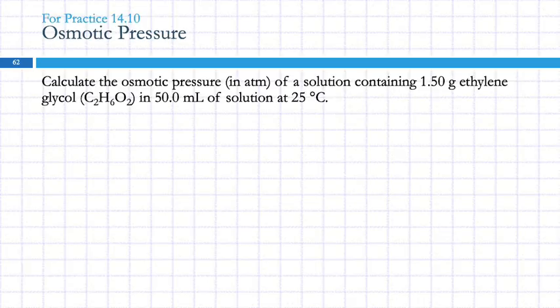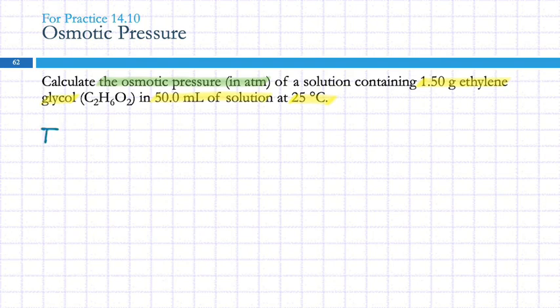So let's calculate the osmotic pressure in atmospheres of a solution containing 1.50 grams of ethylene glycol in 50 milliliters of solution at 25 degrees Celsius. Now this is not as easy as the boiling point and freezing point ones because they're not saying here is the concentration that you need. They're going to make us calculate that. But we have a mass of ethylene glycol, and we have a volume of solution, and we have a temperature. And we are trying to find the osmotic pressure in atmospheres.